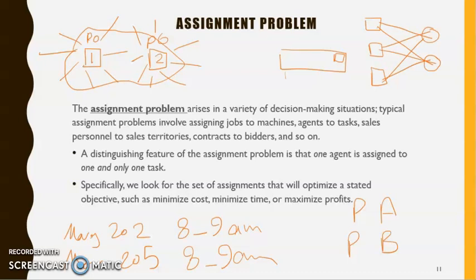And of course, all of these things are being done for an objective function that could be minimizing cost, minimizing time, or maximizing profit, which we are going to do through the example that we are going to do together soon.